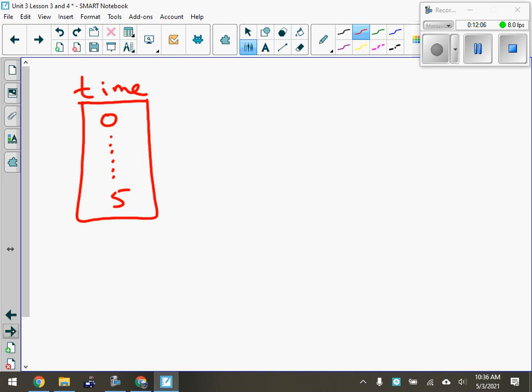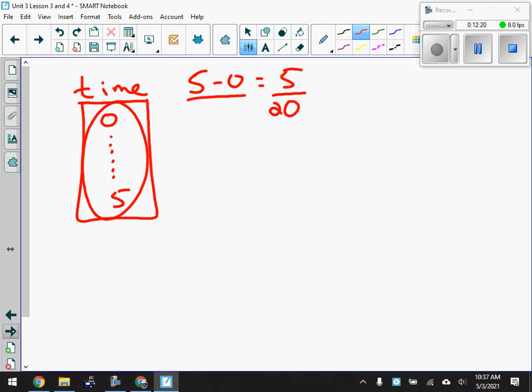But I'm going to take the range, 0 to 5. So 5 minus 0 is 5, and divide it by 20 squares. I take the range and I divide it by the number of squares. Don't do the opposite, okay? So in this case here, 5 divided by 20, like I said last day, is about a quarter, or 0.25.